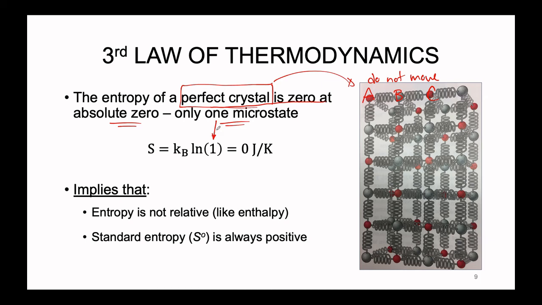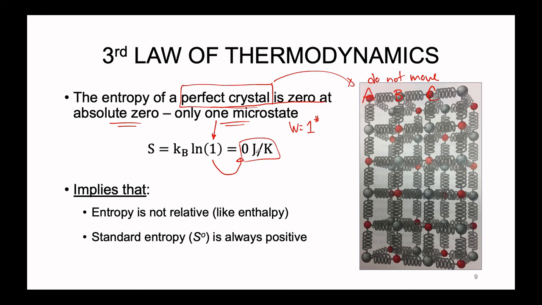It doesn't matter how many particles we are working with, whether it be 1 or 2 or 3 or a million, because there's only one position for them. And if we take 1 and raise it to any exponent, we're still just going to get 1. And if we take this W that is equal to 1 and plug it into our Boltzmann equation, the natural log of 1 is just equal to 0. Therefore, the entropy of a perfect crystal with no motion, everything stuck in place, everything locked in time, is going to be 0 at absolute 0.